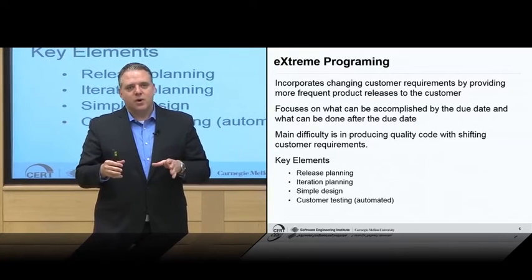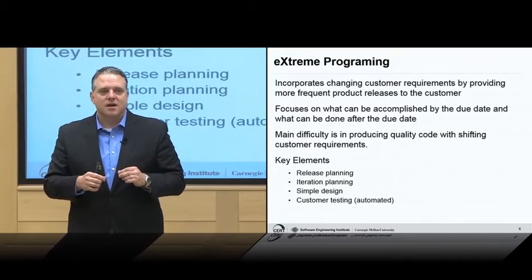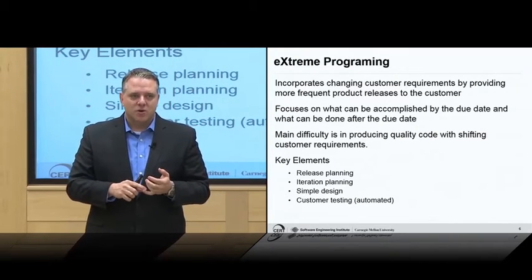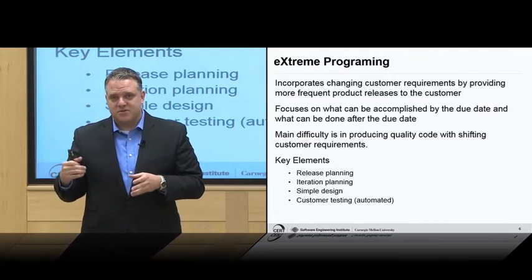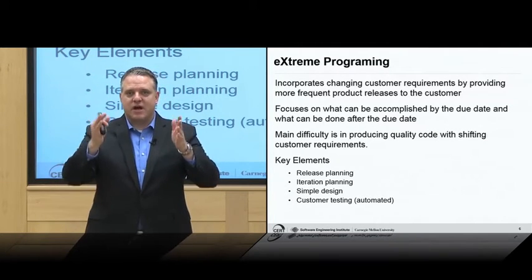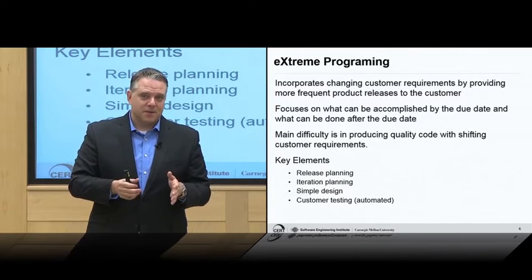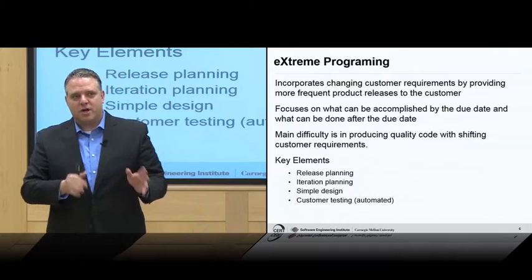But the con of this method is producing quality code while your requirements are shifting. Because you're in that, I've got 1 week to do this and I just found out about a new feature. How quickly can I get this feature implemented? All right, great, we're done with that iteration.